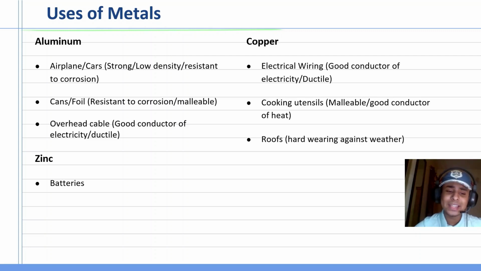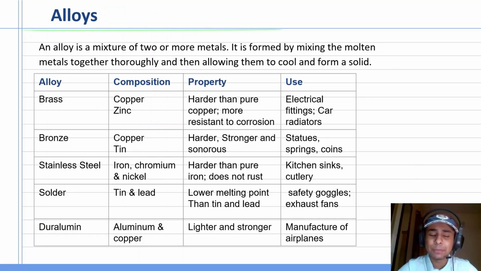Another metal, zinc. It is used in batteries. Now last but not the least, copper. Copper is the best electrical conductor, and its use is no different as it is used in electrical wiring. However, it is also used in kitchen utensils, as it is also a very good conductor of heat and is malleable. Copper is very hard, and that is why it is used in roofs, which provides a very good protection against rough weather.